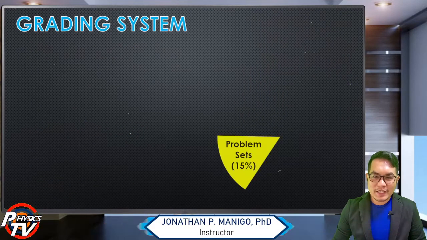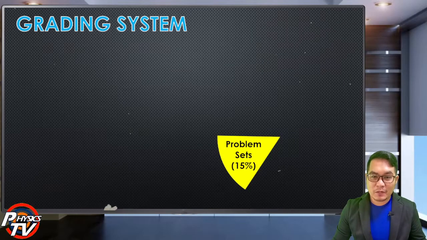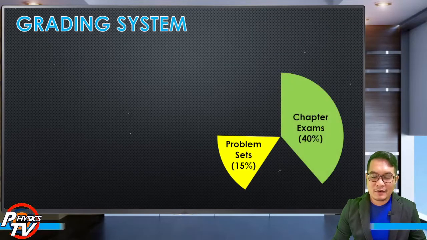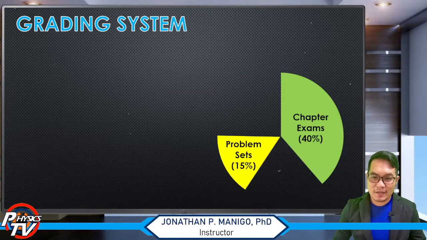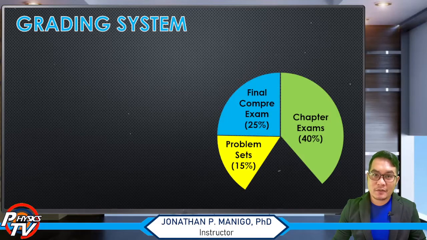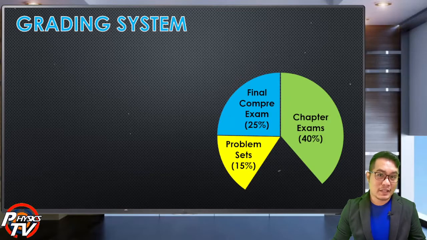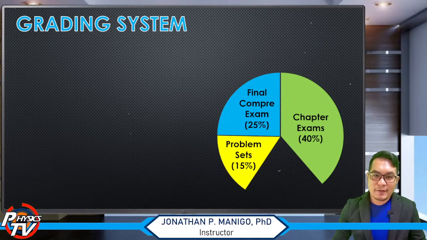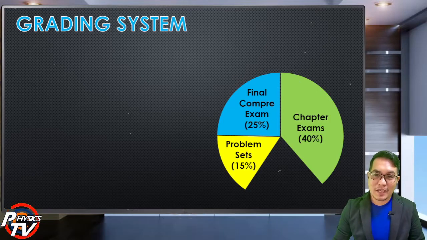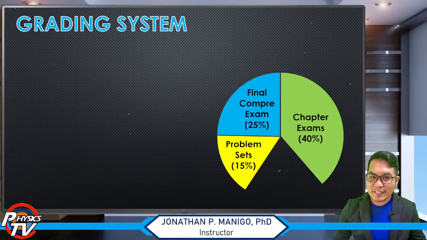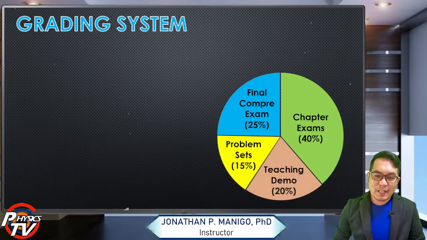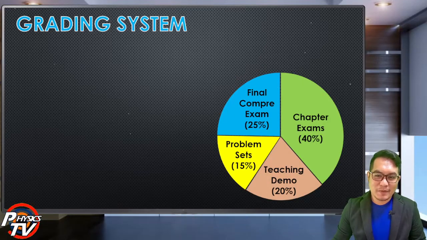So for the grading system, 15% of your grade will come from your problem sets. 40% will come from the chapter exams. 25% will come from the final comprehensive exam. We will be having a final comprehensive exam so that when you take the comprehensive exam later, you already have an experience on what to expect in a comprehensive exam in B6331 electromagnetism. The remaining 20% will be on teaching demonstration.